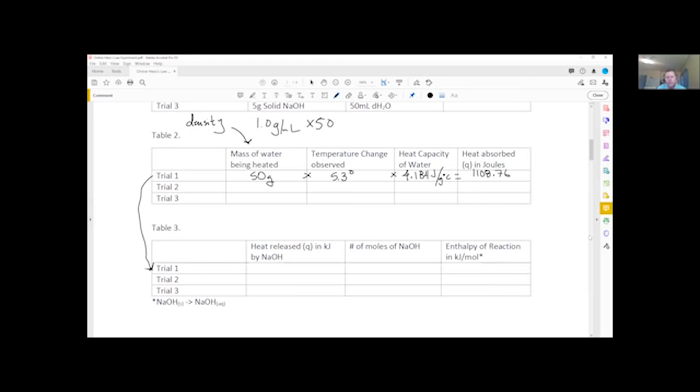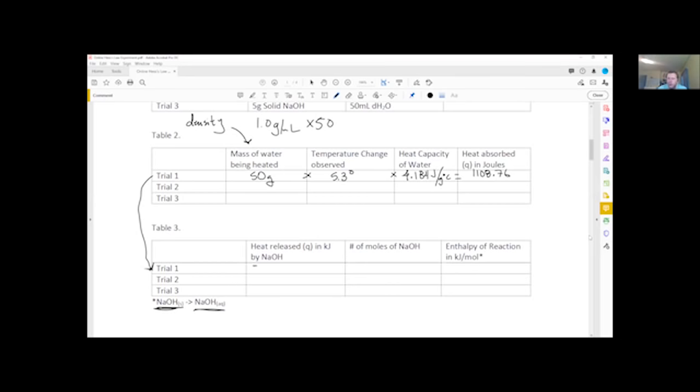What is the heat released in kilojoules by sodium hydroxide? Okay, so basically what that's saying is our reaction of sodium hydroxide takes place in water. Water is absorbing the heat. Sodium hydroxide is releasing the heat. And what I mean by sodium hydroxide is releasing the heat is this transition from a solid to an aqueous substance, that is releasing heat. And so what we want to do is put that as a negative value there, okay?